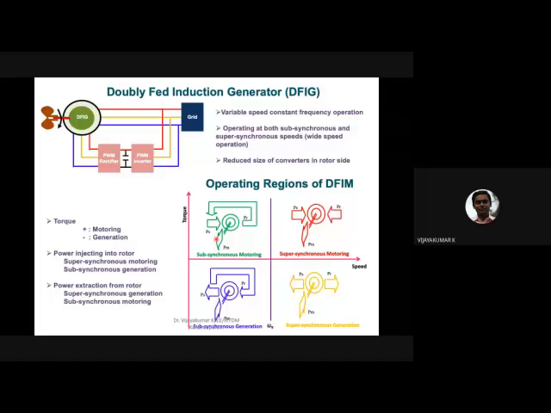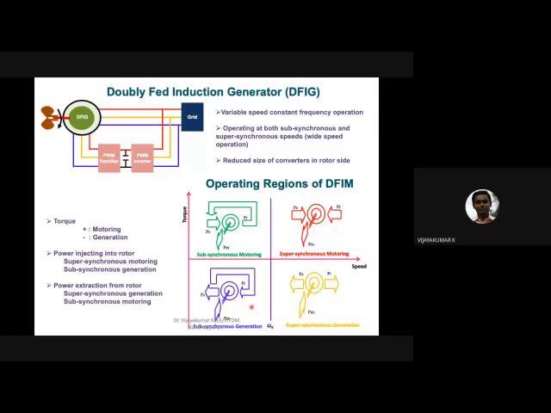In the WF induction generator, we have 4 modes of operation. Two are motoring modes, and the other 2 are generation modes. Normally in wind turbine applications, we have to use these 2 types of modes. Whenever the torque is negative, the machine is operating as a generator. When the torque is positive, that's motoring.